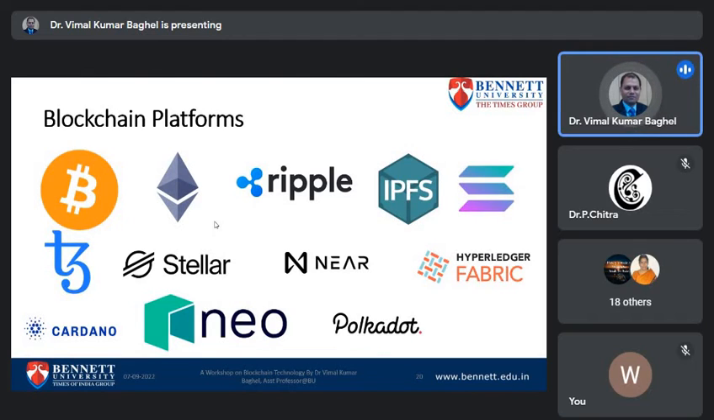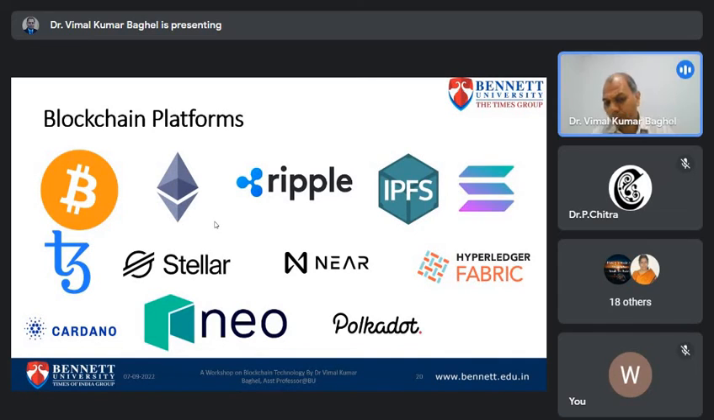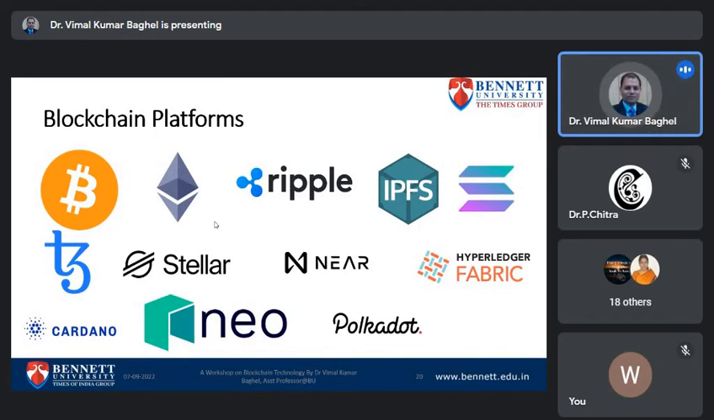So we have Ethereum, Ripple, IPFS, Solana, Tezos, Stellar, Near, Hyperledger Fabric, Polkadot, Neo, Cardano, Polygon. These are different, and some new blockchains are also coming up. Some are completely open source, and some are enterprise, so they are paid. Whenever we are planning to implement any decentralized application, we have to use one of these blockchain platforms.